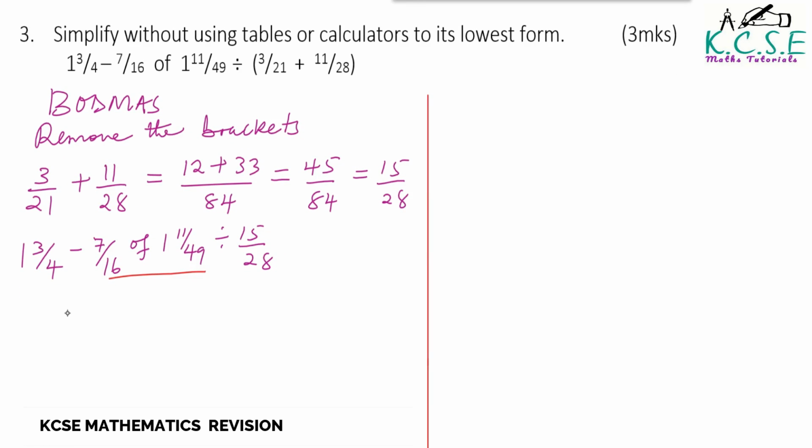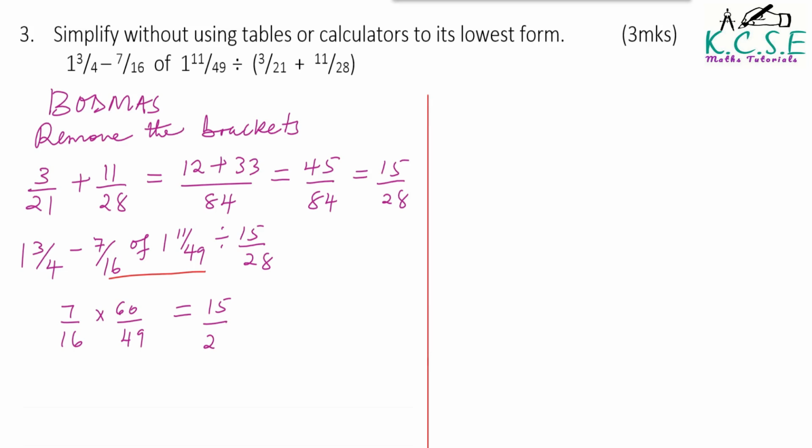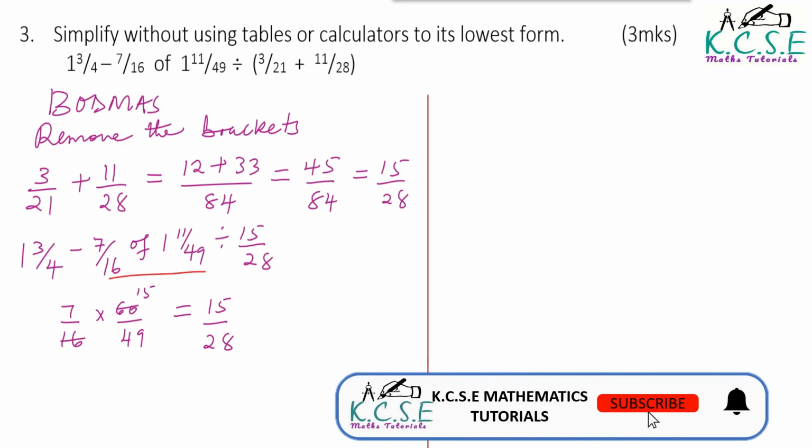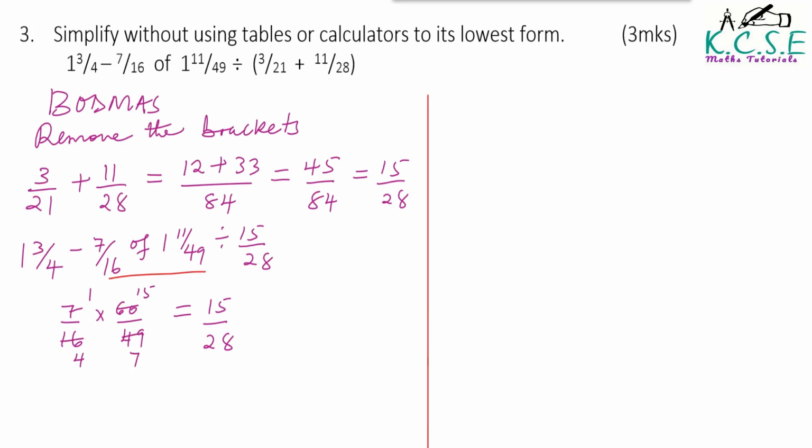So we work that out. 7 over 16 of 1 and 11 over 49. Of means the same as multiplication. So convert this to an improper fraction, you get 60 over 49. Now when you work this out and simplify very well, you should get 15 over 28. When you work it out, you simplify by 4: 16 divided by 4 is 4, and 49 divided by 7 is 7. You get 15 over 28.